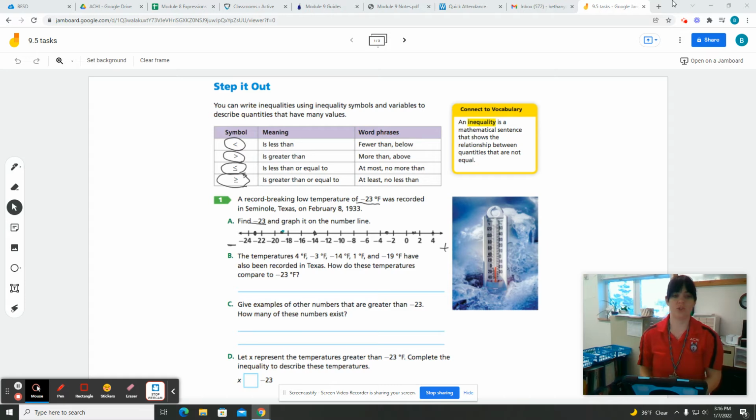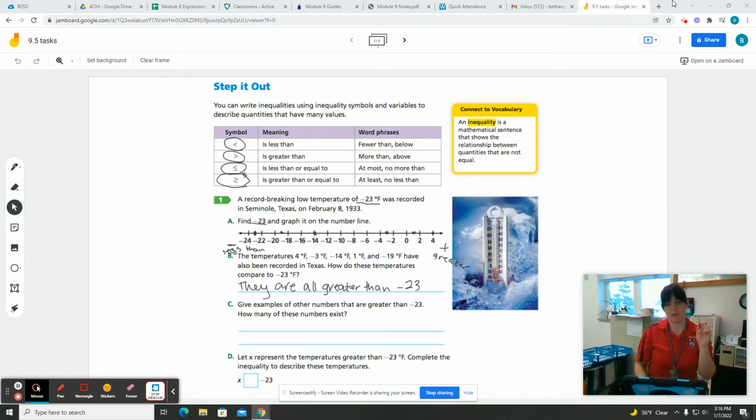What is true about all of those? Well, if this symbol is greater than and this is less than, then all of these temperatures are all greater than negative 23.